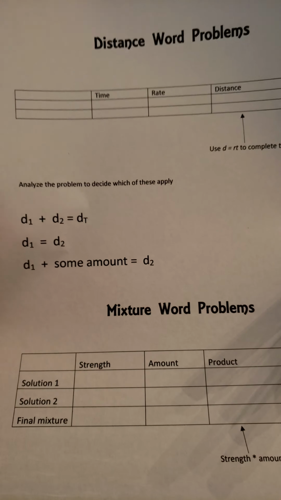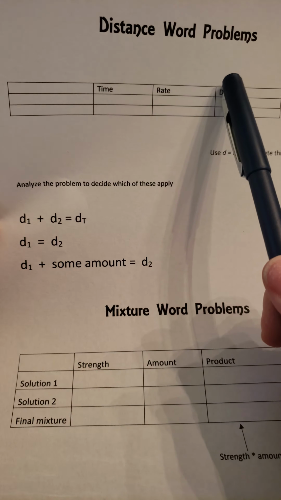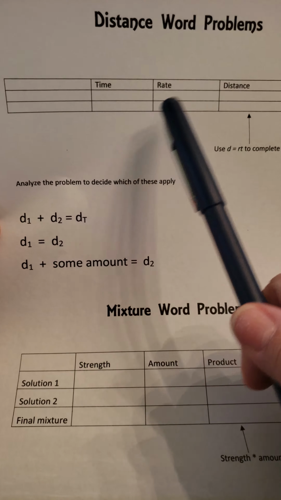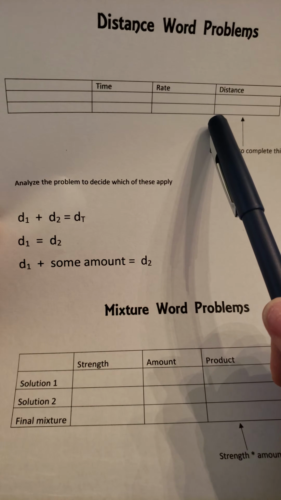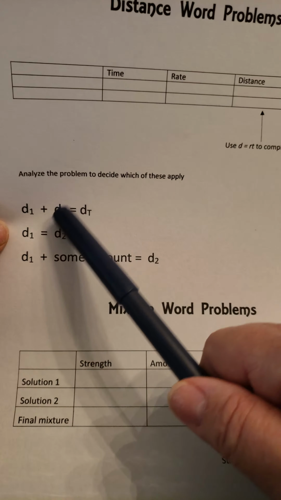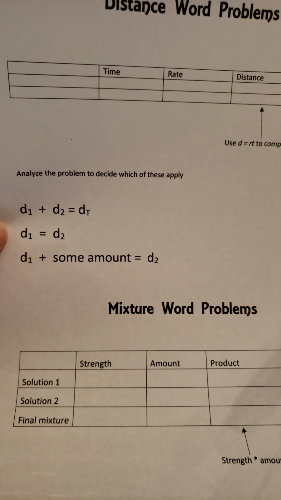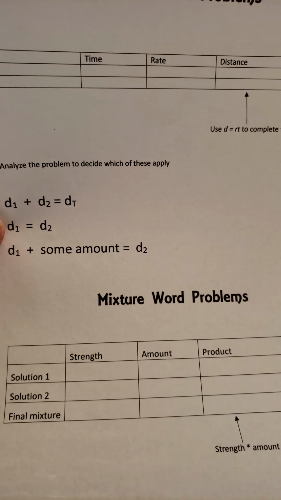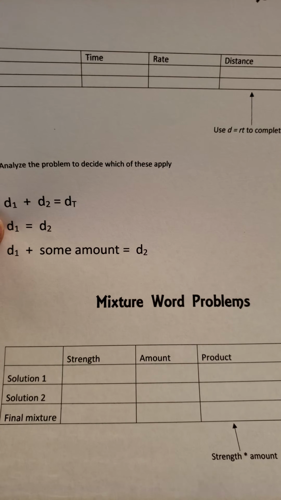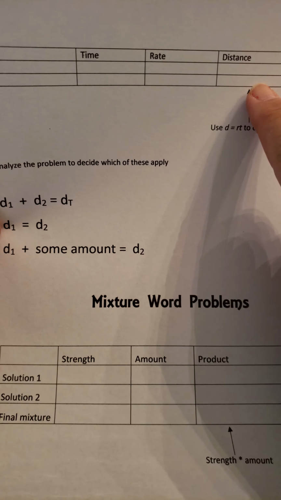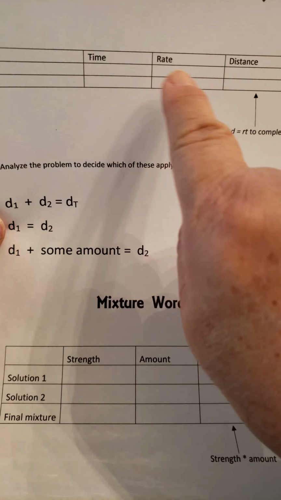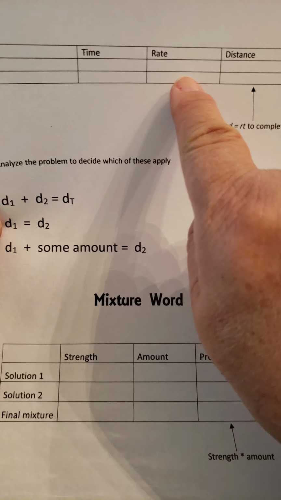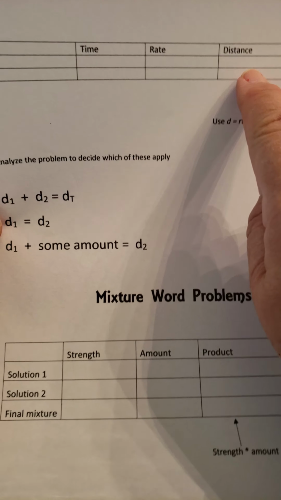For this video, we're going to look at distance word problems. And here's our little chart that we'll use each time. And then here's some situations about distance. And a couple of things I want to make you aware of just on this chart. First of all, to find distance, we're going to multiply the rate and the time. And that'll fill in the distance column.